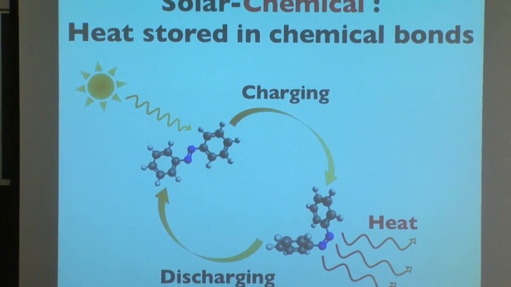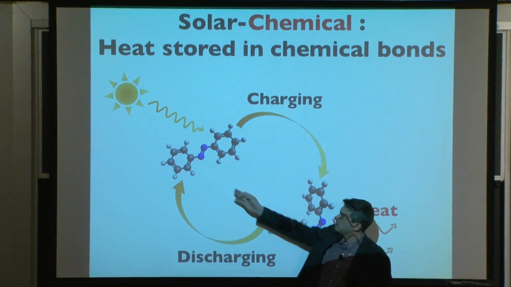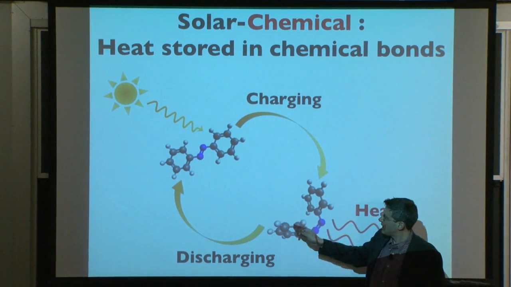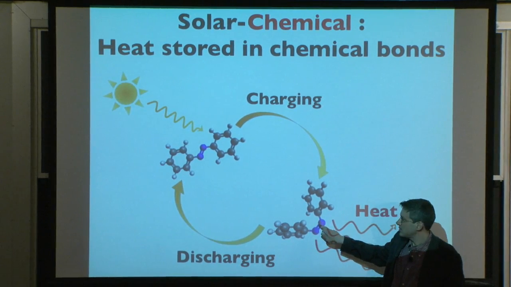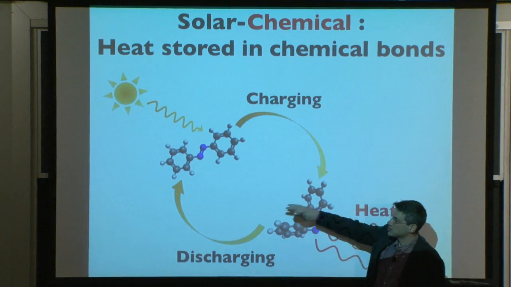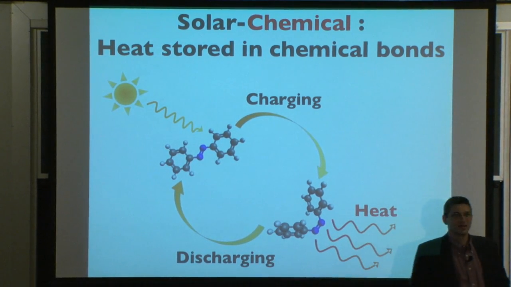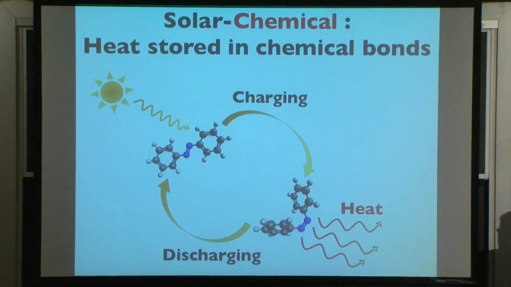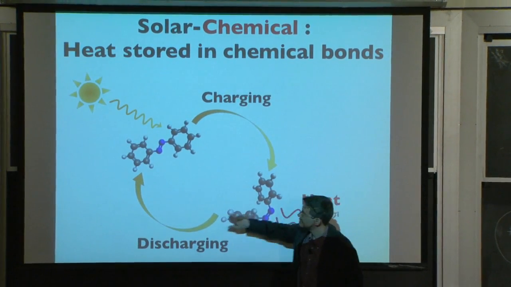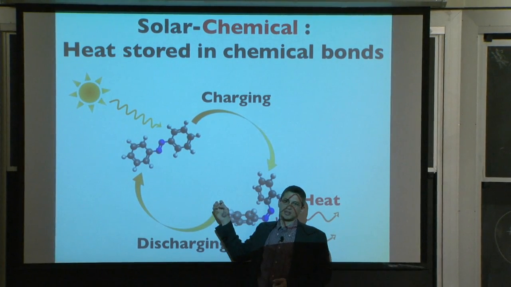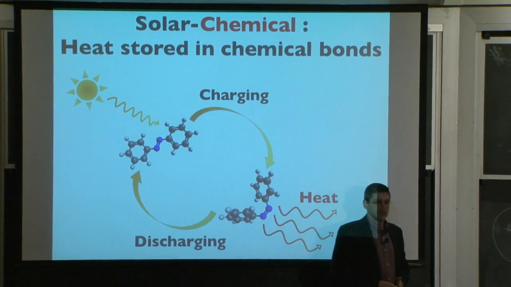Okay, solar chemical. So in solar chemical, what you do is you take a molecule, in this case it's azobenzene, and you shine light on it, and it goes into a different state. Okay? Now, the important thing is that, so that's the charging. Charge it by the sun. In this different state, it's storing energy, and that can be released. It can be released in the form of heat. So you've got a way of closed cycle capturing and storing the sun's energy, triggering this state to release that energy in the form of heat.